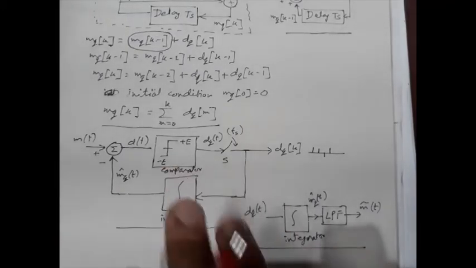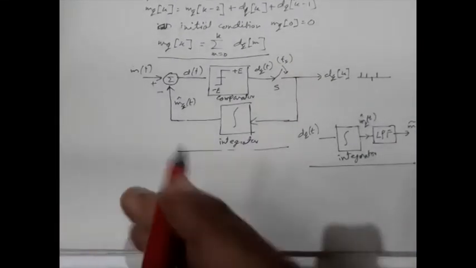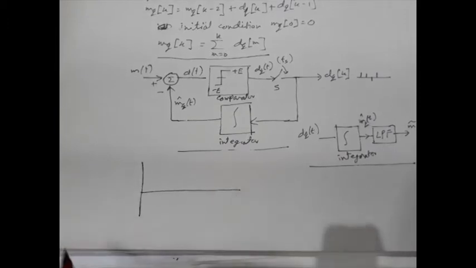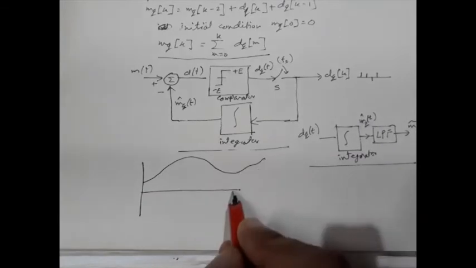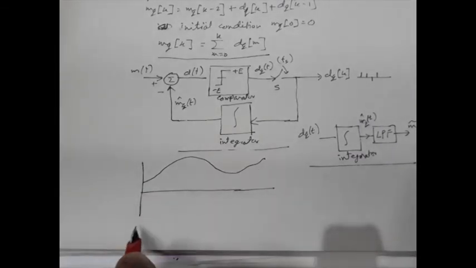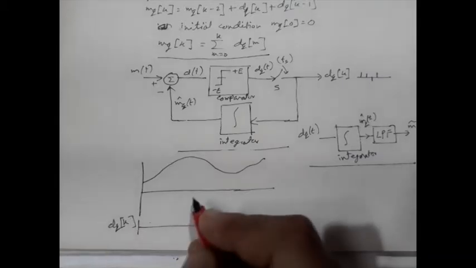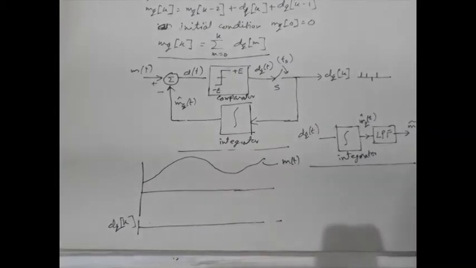Now let us see how it works, and for that we assume a signal. Say this is our signal, any arbitrary signal, something like this, and here we will plot D. So this one is M. So what happens?